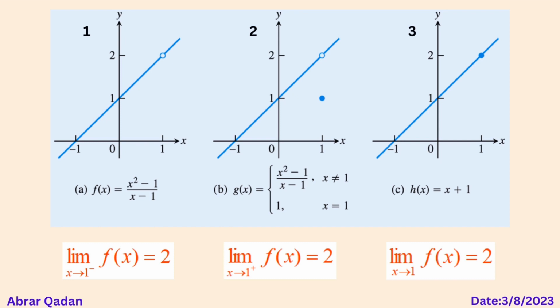Graph number 3. The given function is a linear function, and it is continuous for all values of x. The limit exists for all values of x also. That's all about limits.